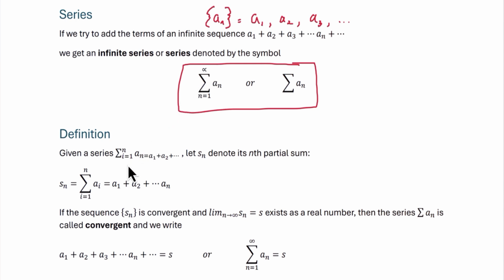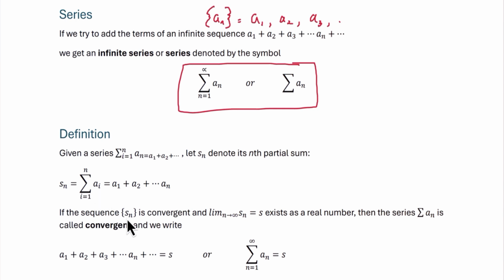Up next, we'll look at a partial sum. If we're given a series, the sum from i equals 1 to n of a sub n, that is a1 plus a2 plus a3 and so on, if we let S sub n denote the nth partial sum, then we have this. S sub n is just the partial sum of this series.